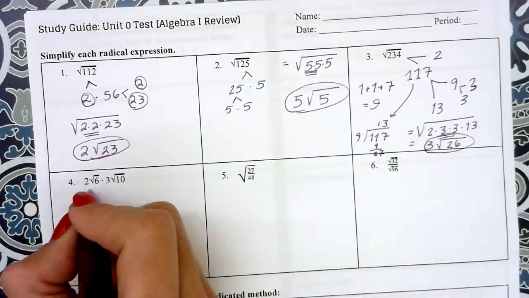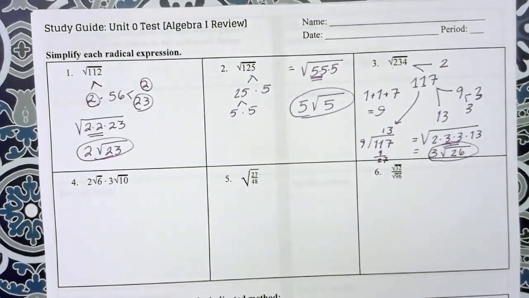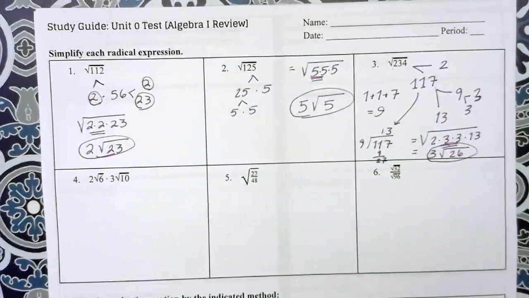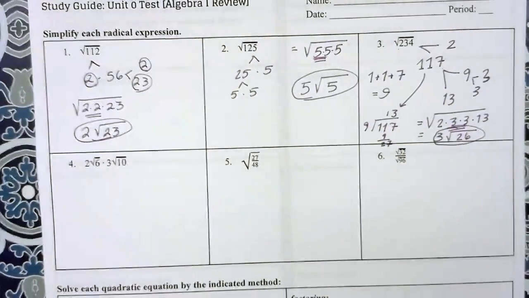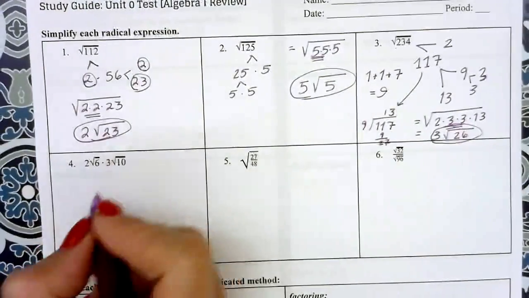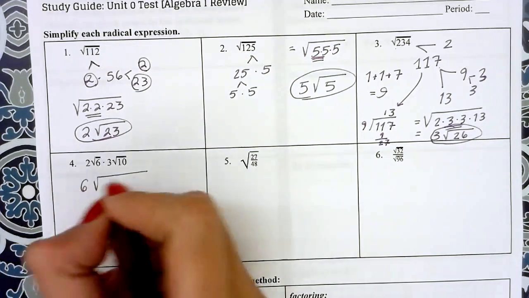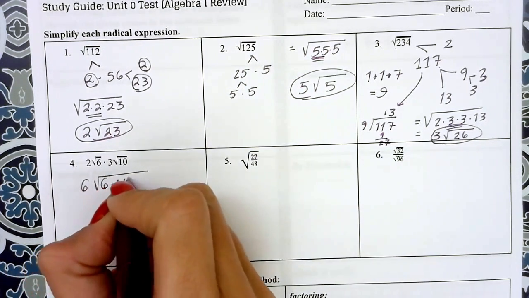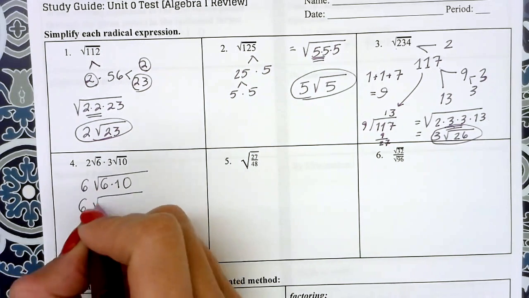Done. Next, 2 times square root 6 times 3 times square root 10. Sorry, it's a little crooked here. So what does that simplify to give us? Well, first thing, 2 times 3 is 6. Square root of 6 times square root of 10 is square root of 60. But as I explained in class, we don't want to make things bigger just to make them smaller. We're going to break it down anyway, so don't even bother writing 60.